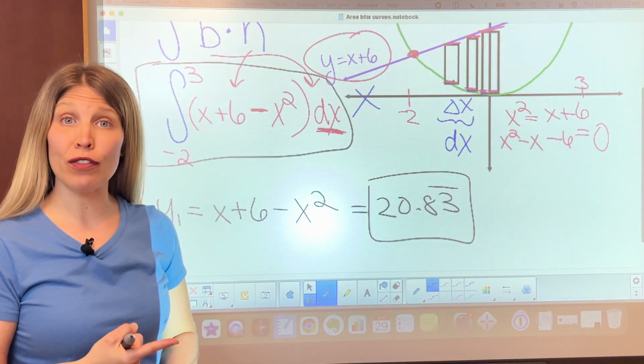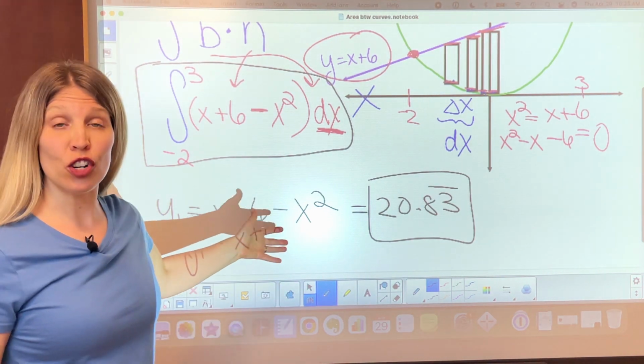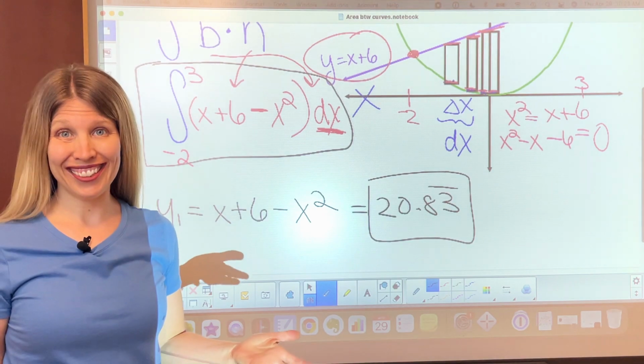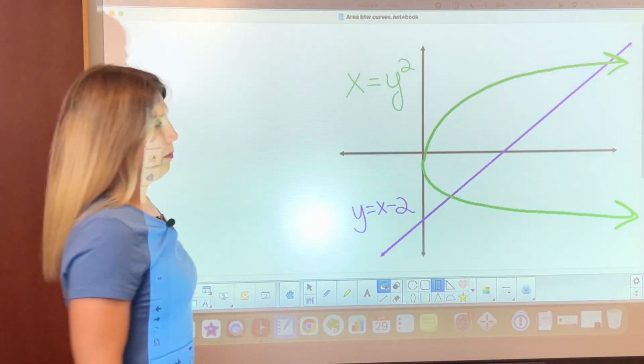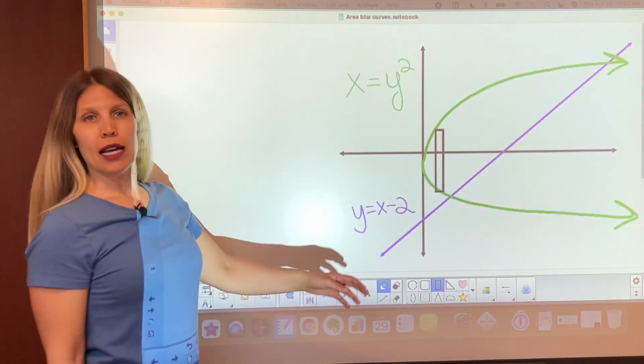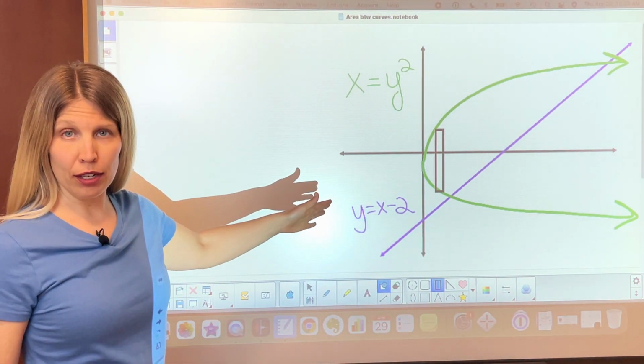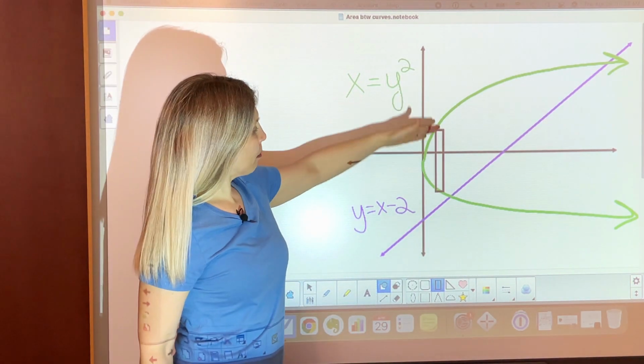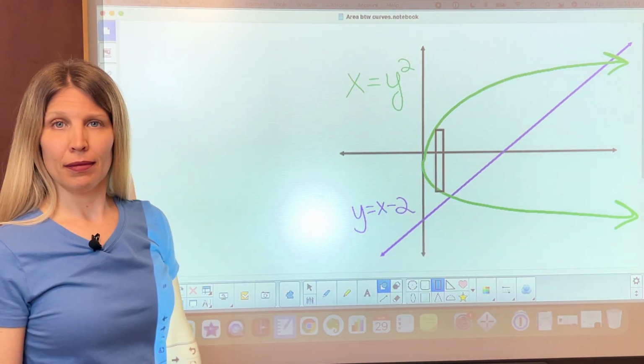So really, area between curves is super easy. You're finding the area of a rectangle and then integrating on your calculator. Done. Now let's look at this problem. We talked about doing rectangles, but what happens here? If you have a vertical rectangle here, your top minus your bottom is the same function.